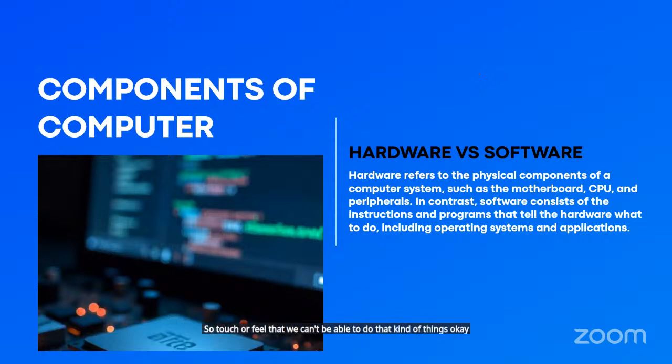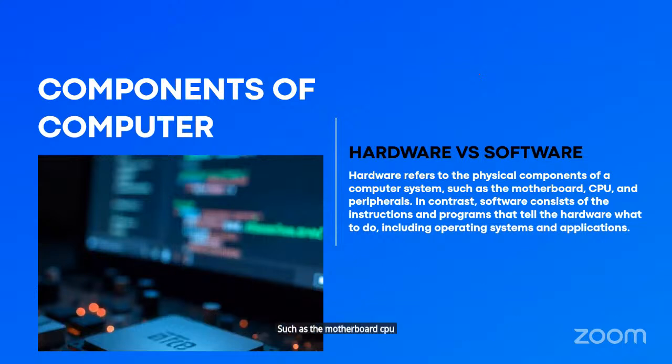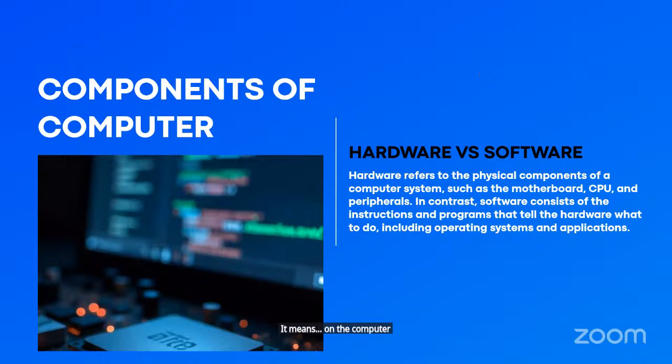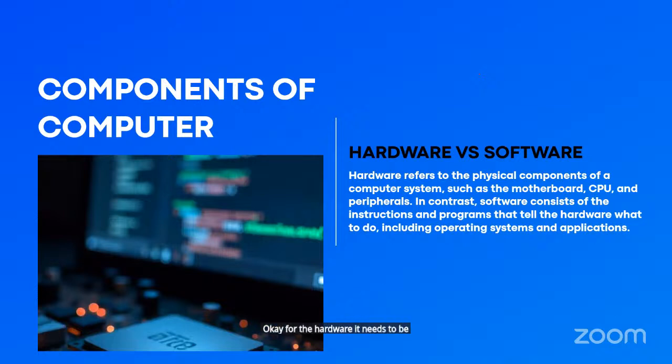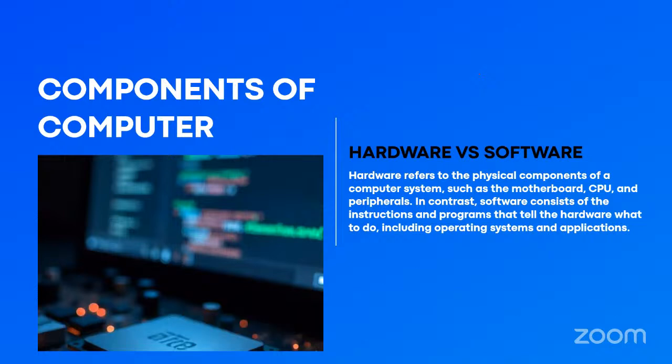Normally, hardware refers to the physical components of a computer system, such as the motherboard, CPU, and peripherals. In contrast, software consists of the instructions and programs that tell the hardware what to do. It means that on the computer we physically install the components, which is called hardware. The hardware needs to react to software, so without the help of software, the hardware will not function. The software and hardware combine together, and after that we can get a good output or result.